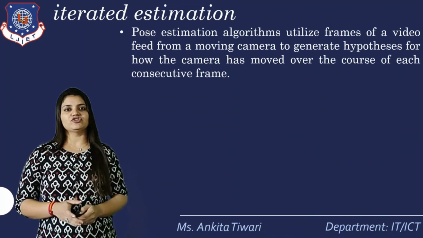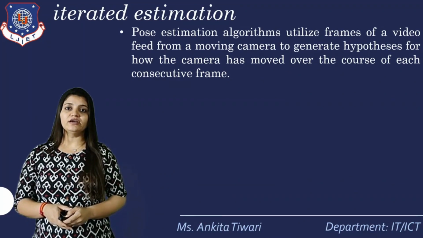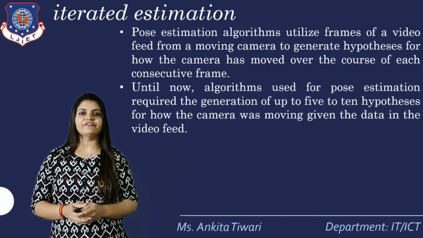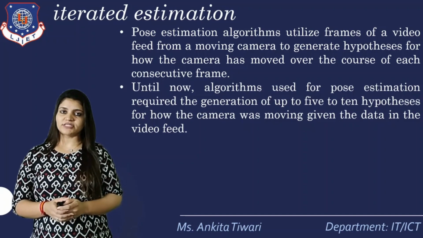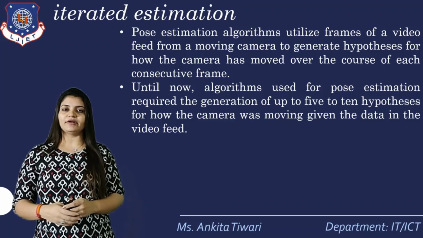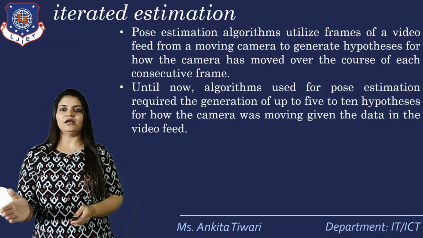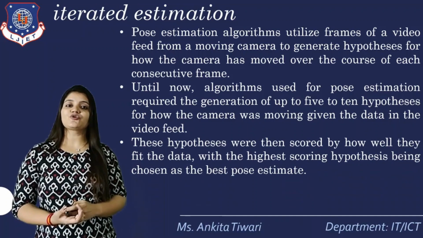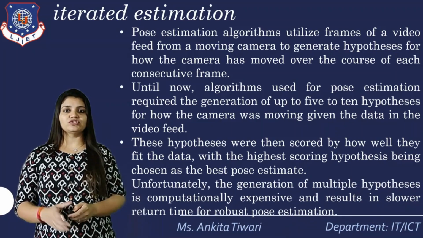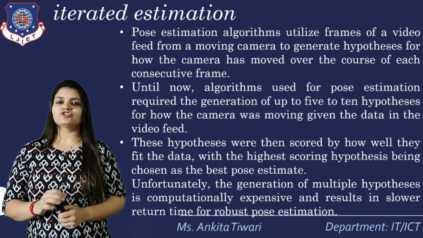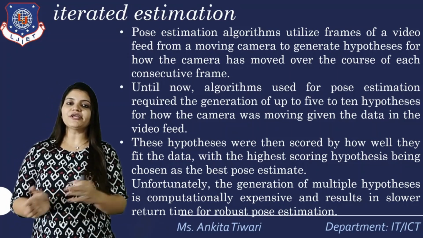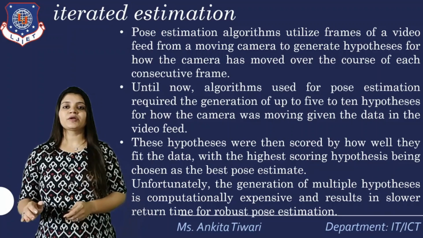So the pose estimation algorithms utilize frames of a video feed from a moving camera to generate hypotheses for how the camera has moved over the course of each consecutive frame. Until now, the algorithms used for pose estimation required the generation of up to 5 to 10 hypotheses for how the camera is moving given the data in the video feed. These hypotheses were then scored by how well they fit the data, with the highest scoring hypothesis being chosen as the best pose estimate. Unfortunately, the generation of multiple hypotheses is computationally expensive and results in slower processing.